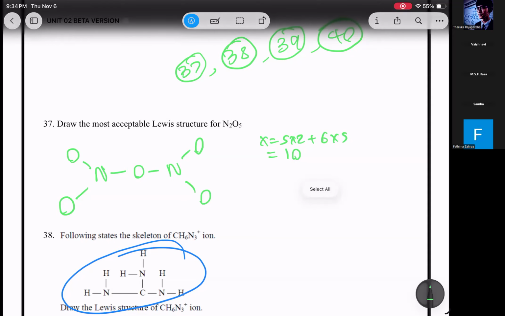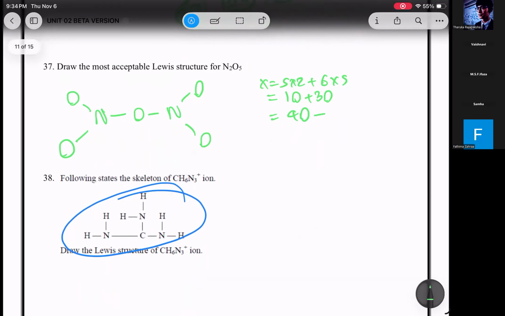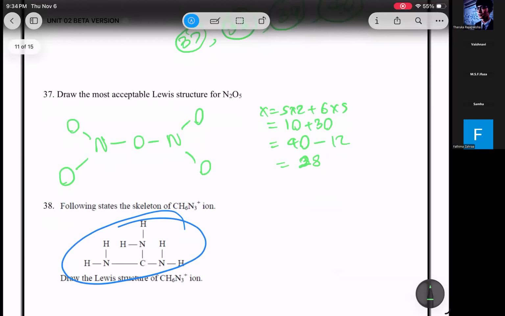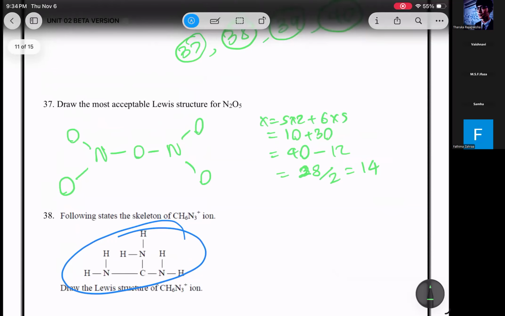So 5 times 2, and then 6 times 5, 30, and 40 now. 40 minus 1, 2, 3, 4, 5, 1, 2, 3, 4, 5, 6. 6 into 2, 12. So it's going to be 38 and 28. 28 divided by 2, that is 14. So 1, 2, 3, 4, 5, 6, 7, 8, 9, 10, 11, 12, 13, 14.